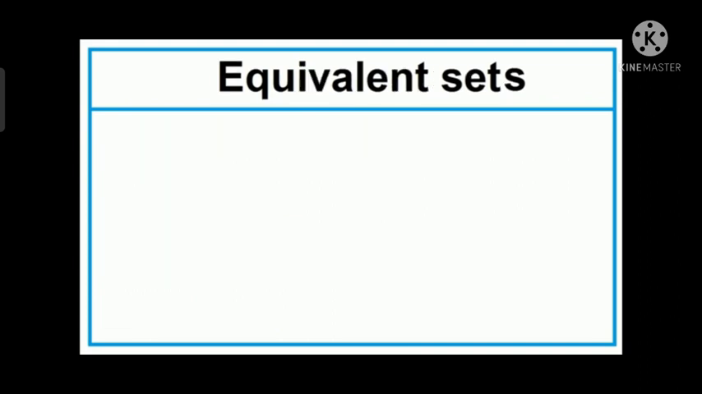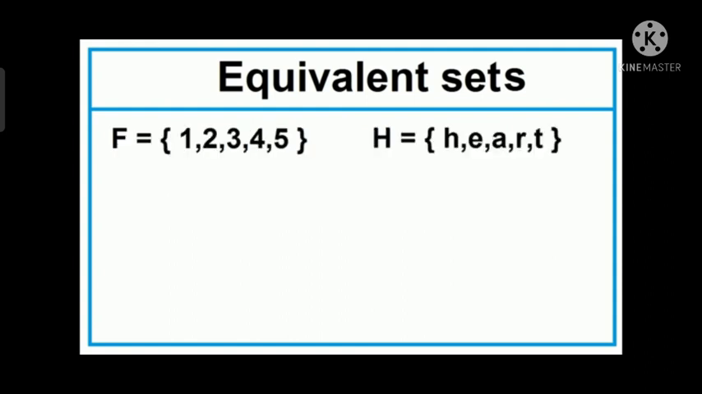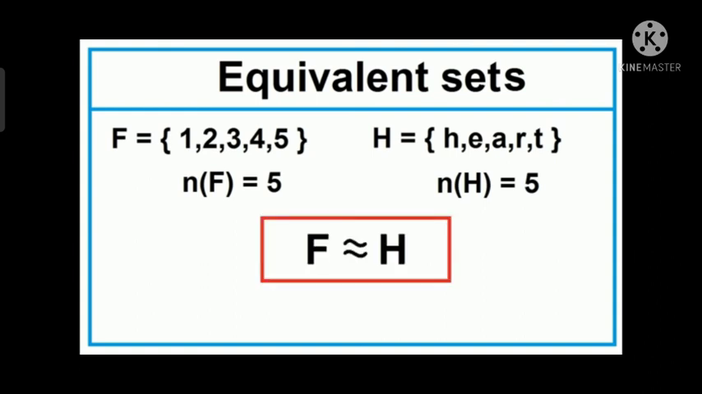Equivalent sets. Equivalent sets have different elements but have the same number of elements. Example: given set F and set H. The cardinality of set F is 5 and the cardinality of set H is 5. The two sets have different elements, but they have the same number of elements. Set F is equivalent to set H.